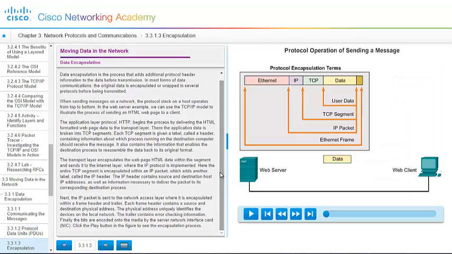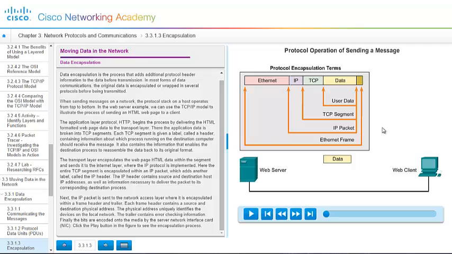Data encapsulation is also the process that adds additional protocol header information to the data before transmission. In most forms of data communications, the original data is encapsulated or wrapped in several protocols before being transmitted. So at each step, it kind of gets its stamp of approval. It's been here. We're going to add this saying that, yeah, we saw it, and it now can get passed along.